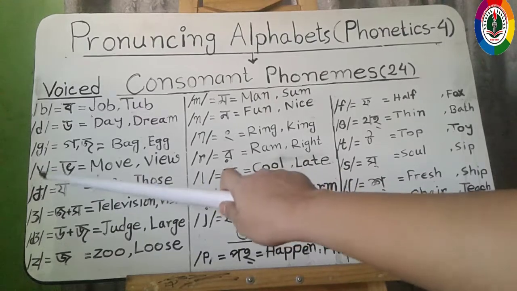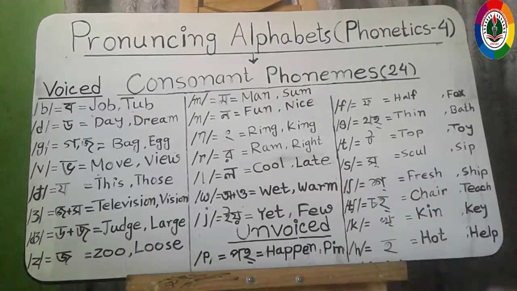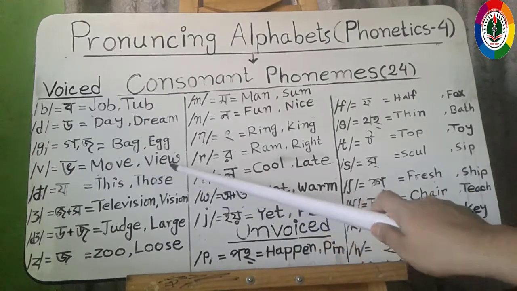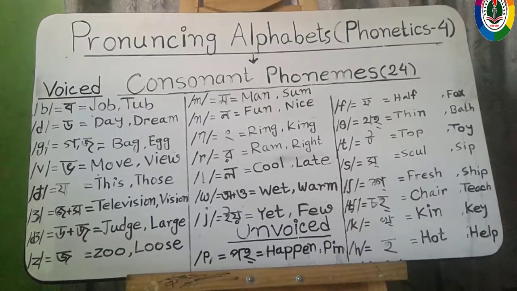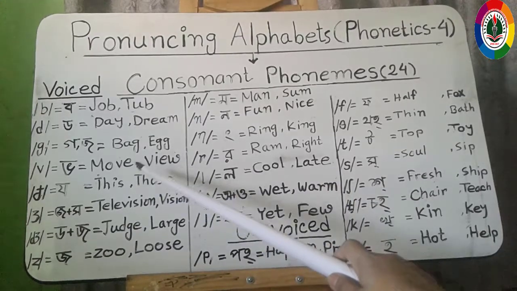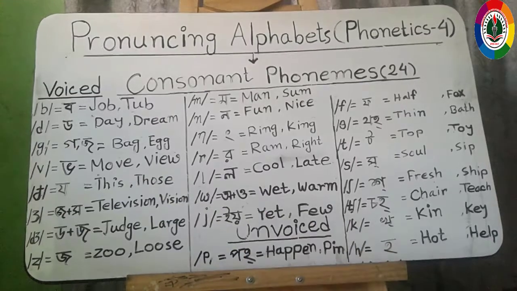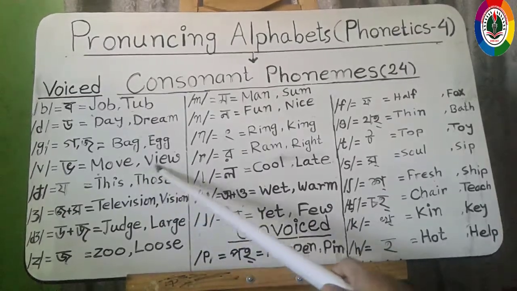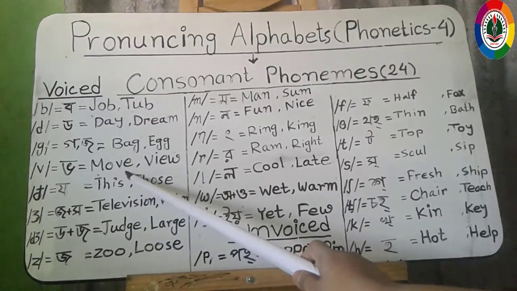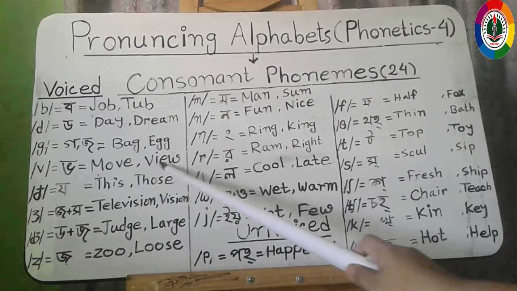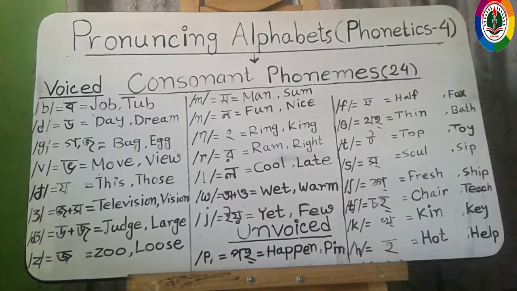The phoneme sound for this sign is v, and the examples are like move, view. While you utter move and view, we find the phoneme or sound v, and while uttering move and view, in the place of v, our vocal cords get strongly vibrated.